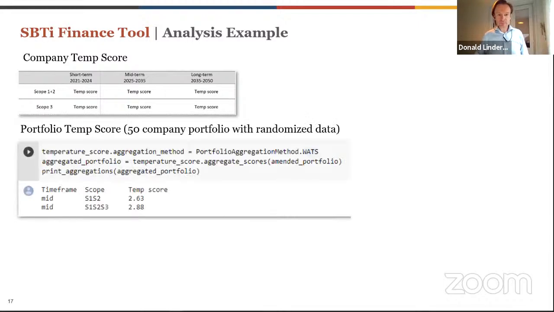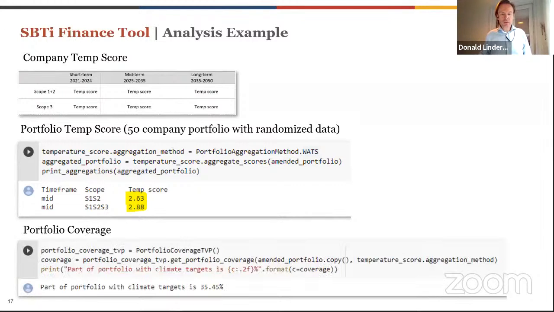So we developed it, we calculate a temperature score based on timeframes and based on scopes. We aggregate those up to a company temperature score or up to a portfolio temperature score, which we see here, which is a midterm scope 1 and 2 target, and a midterm scope 1, 2, and 3 target of 2.6 and 2.9 degrees roughly, respectively. And also in this, we do get the portfolio coverage, and the portfolio coverage is essentially saying that your portfolio includes, in this case, 35% of companies that have actually set science-based targets and have had them approved by the Science-Based Targets Initiative.